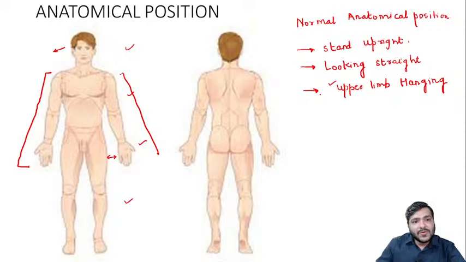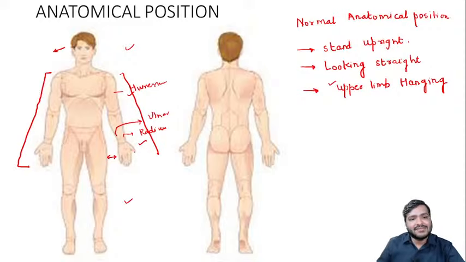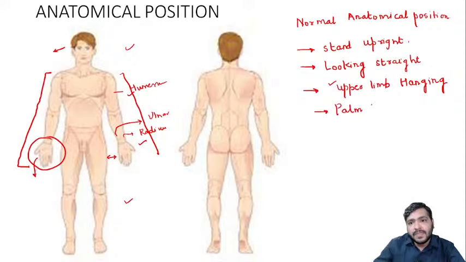And I know you know the bones of the upper limb as well. So here, it is the humerus bone. On the thumb side, it will be the radius, okay? And on the little finger side, it will be the ulnar bone, okay? And the bones of the hand: carpals, metacarpals and phalanges. So okay, palm facing forward.